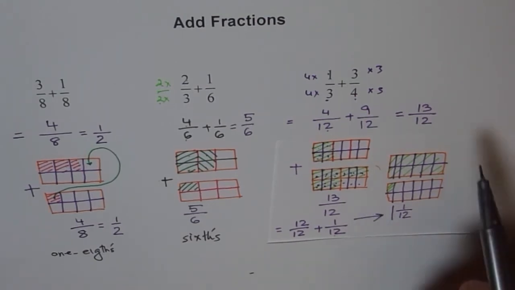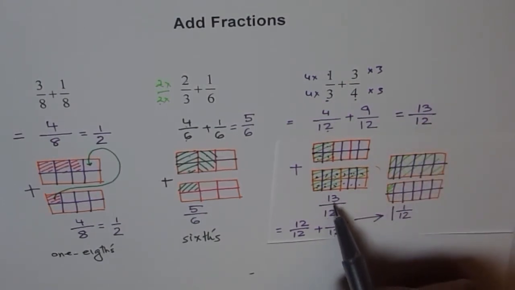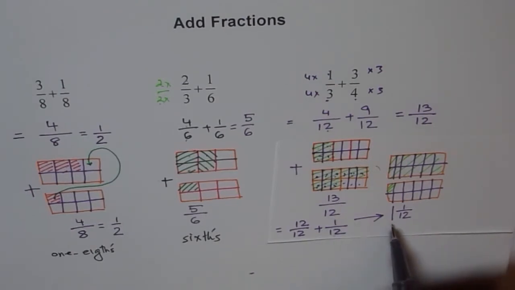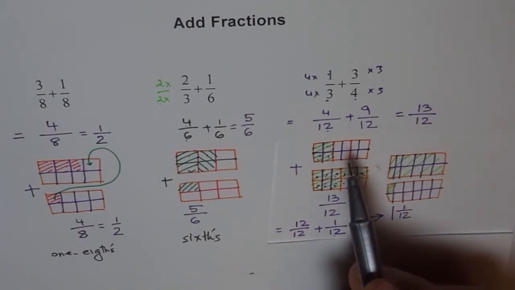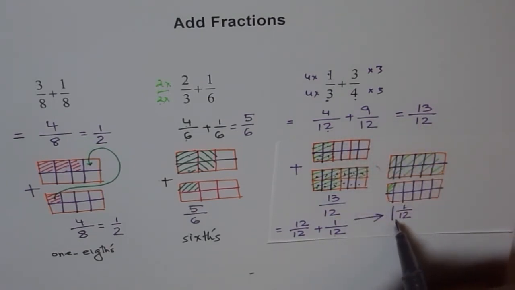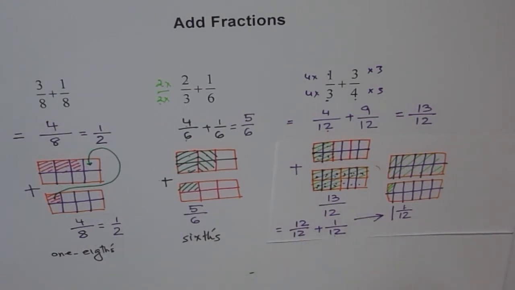Okay? This is called improper fraction. 13 over 12 is called improper fraction because numerator is higher than denominator, and this is called mixed fraction. It has the number and the fraction. So sometimes when you add, you get a much bigger fraction or improper fraction. Do you see? These are proper fractions, right? Numerator is smaller than denominator. Do you understand? So you learn many things here.